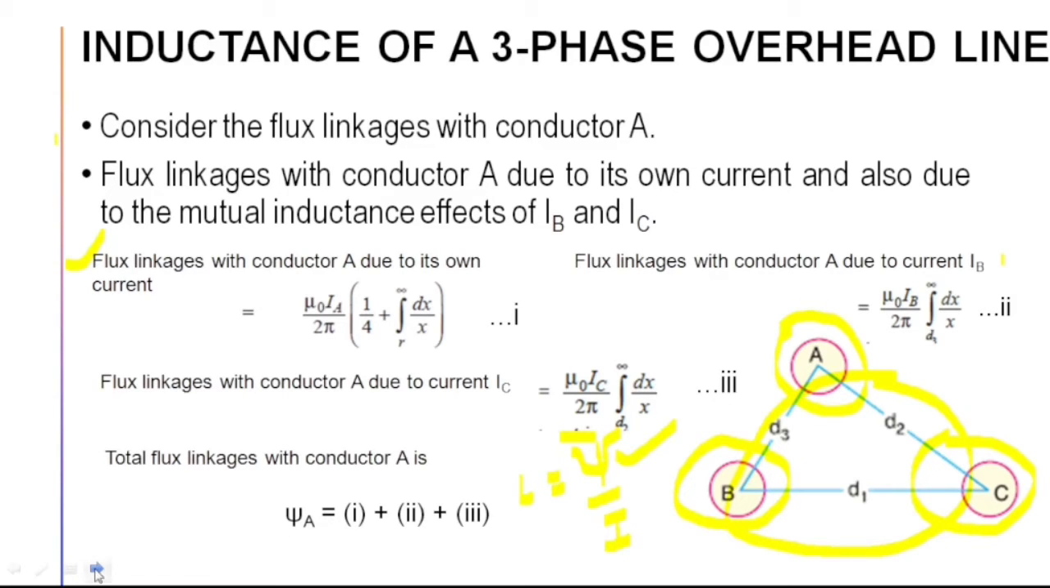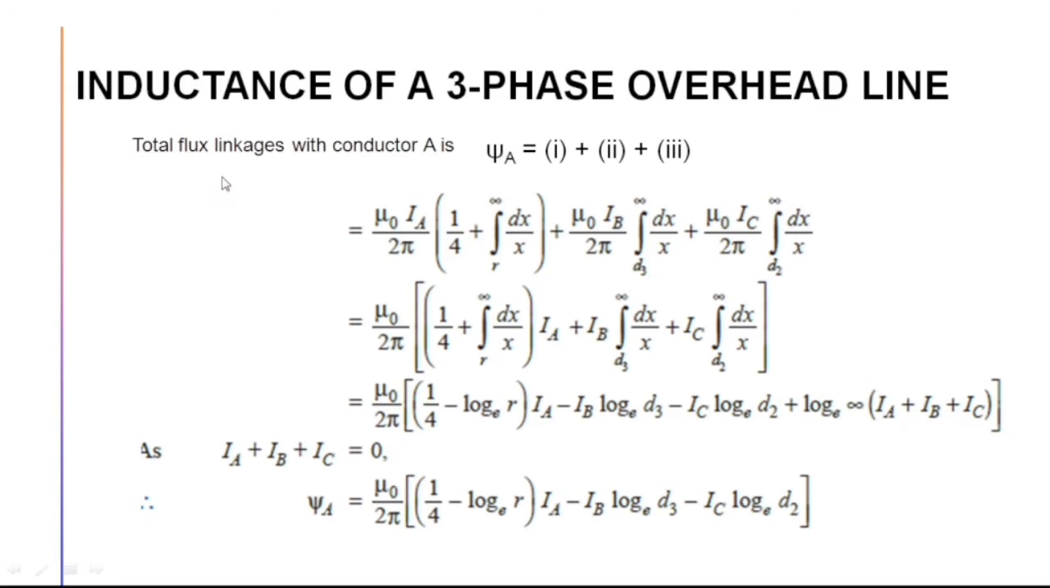While summing these three expressions, it will give us the total flux linkages. See here, the total flux linkages with conductor A is psi A equal to 1 plus 2 plus the third expression. That is, mu naught IA by 2 pi times 1 by 4 plus integral r to infinity dx by x, plus mu naught IB by 2 pi integral d3 to infinity dx by x, plus mu naught IC by 2 pi integral d2 to infinity dx by x.